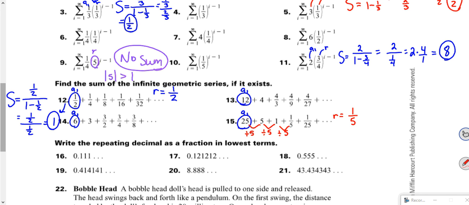Okay, so that means my sum is going to be 25 over 1 minus 1/5. Well, that is 25 over 4/5. So we have 25 times 5/4, which is 125 over 4, or as a decimal, 31.25. So I would take either one.